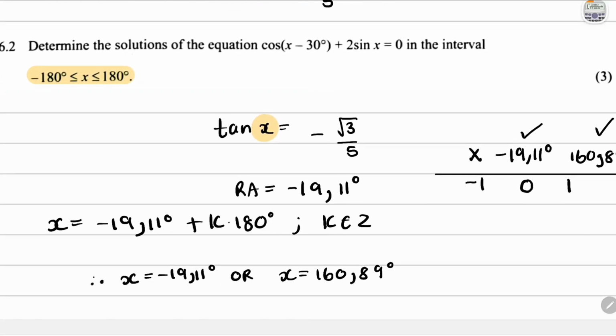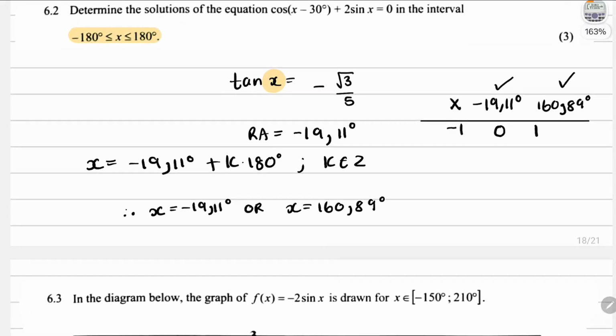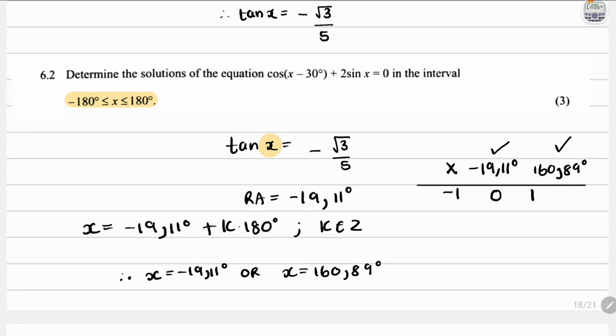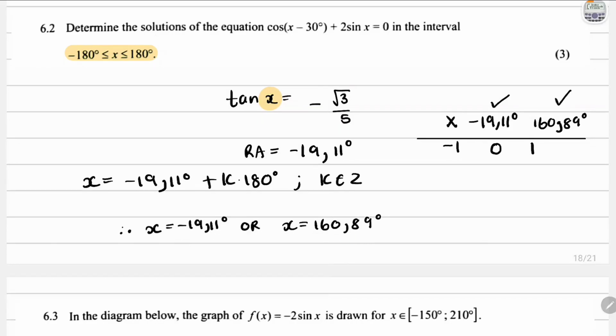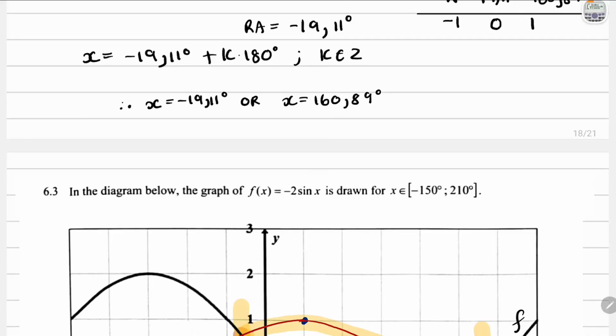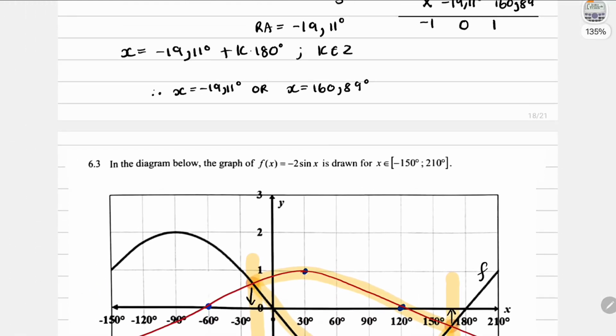The solution to this is these two, between this interval that they gave us. But if we think about that, look at those solutions that we have, negative 19.11 degrees and 160.89 degrees. Does that work for our interval? Are those solutions we can accept for our interval? Well, yes, because look at the interval that we have, negative 150 all the way to 210. That is within that interval. See, that is greater than negative 150. And this is also within that interval. You can find these numbers in here. So that means we can accept these. These are the points of intersection of those two graphs.